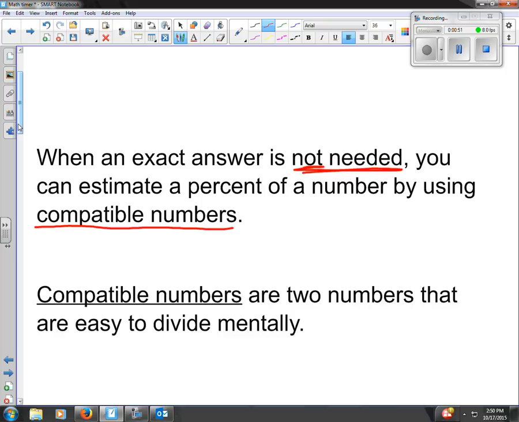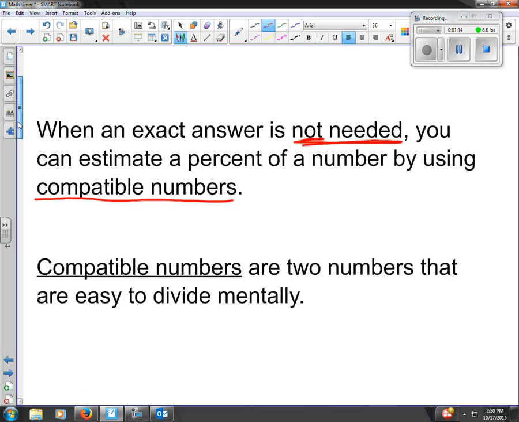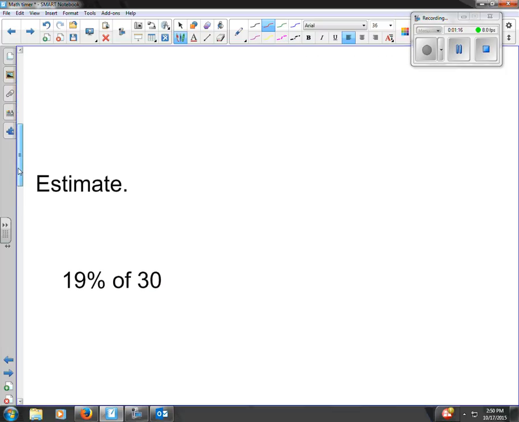Because again, I'm looking for a ballpark answer. When I go to a clothing store on Black Friday and I go shopping, I don't need to know exactly how much something's going to cost. I just need a ballpark so I know, okay, is this really a good deal or not? Is this going to break my budget? Is this going to break my bank or not? So I just need an estimate, a ballpark, just to give me an idea. So let's estimate. Let's practice.